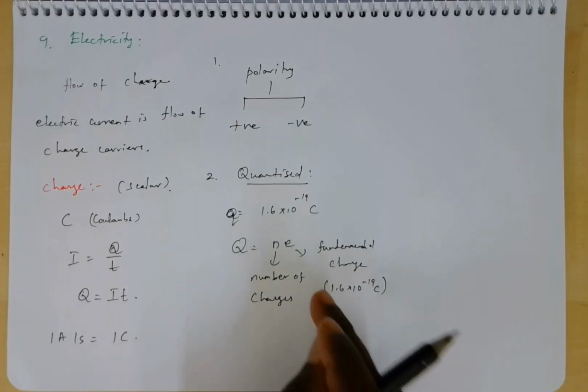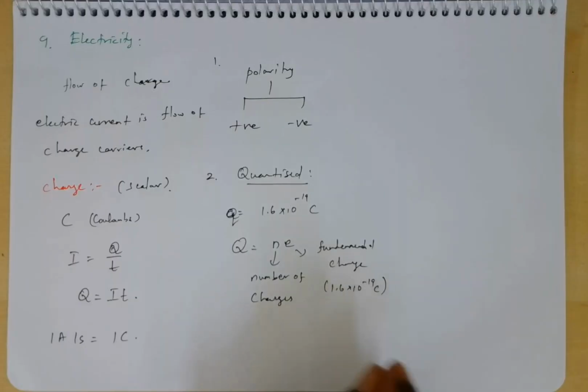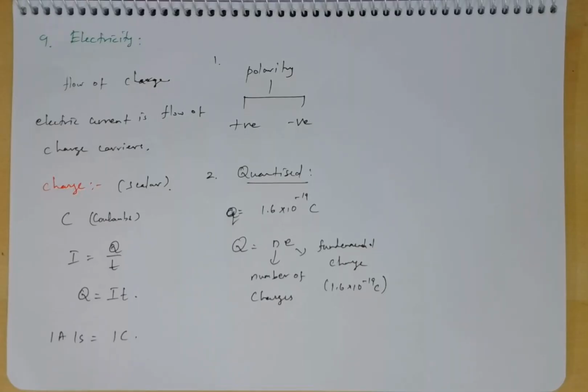How many charge carriers are there in a particular volume? That's what we will call number density in A level. In DC circuits also we will have that, but in A level we will stress that point very much.